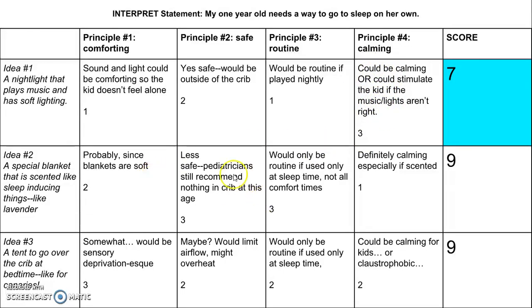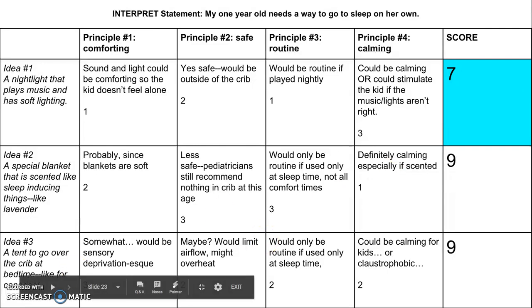You could also take good parts of different ideas and put them together. So your decision matrix isn't giving you the answer. It can if you want it to, but it's giving you objective feedback to help you pick the best decision for your solution. The end.